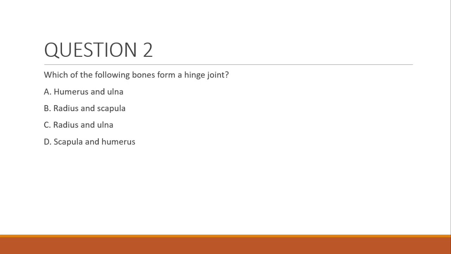Now that we know what a hinge joint is, let us look at the options. We've got A, humerus and ulna, B, radius and scapula, C, radius and ulna, and D, scapula and humerus. Which of the following bones form a hinge joint? Pause the video, try to answer this question on your own. Play the video to find out the answer.